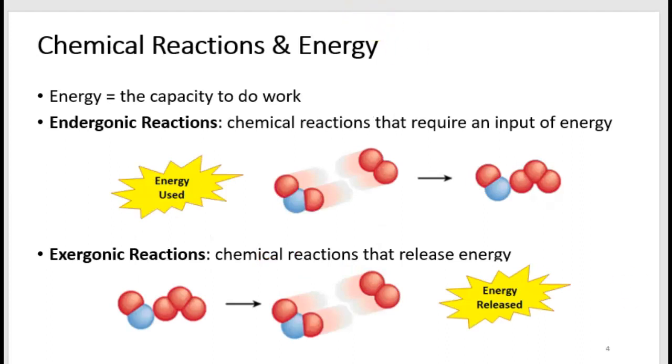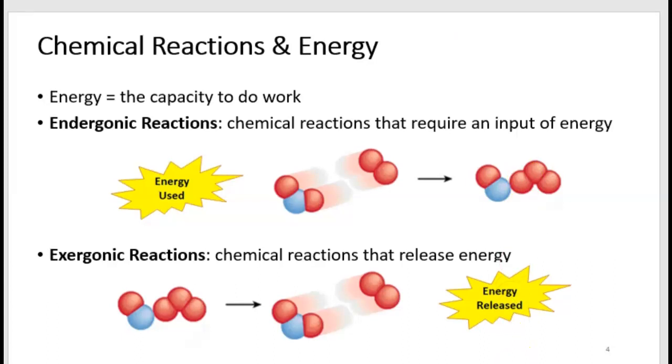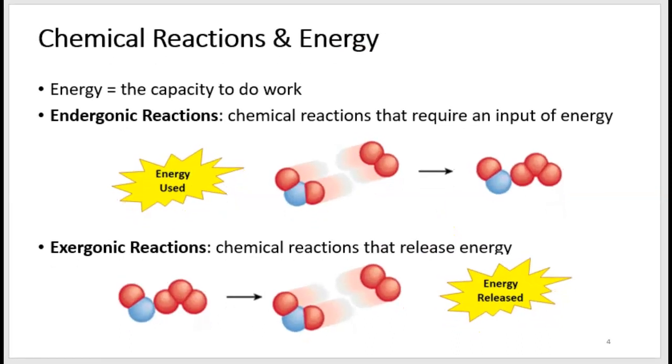Now there's many different ways to categorize and talk about chemical reactions. The first way that we're going to do this is related to the use or release of energy. So energy is the capacity to do work. That comes from physics, really. So some chemical reactions require that we put in energy. And I've got energy symbolized with this yellow star here.